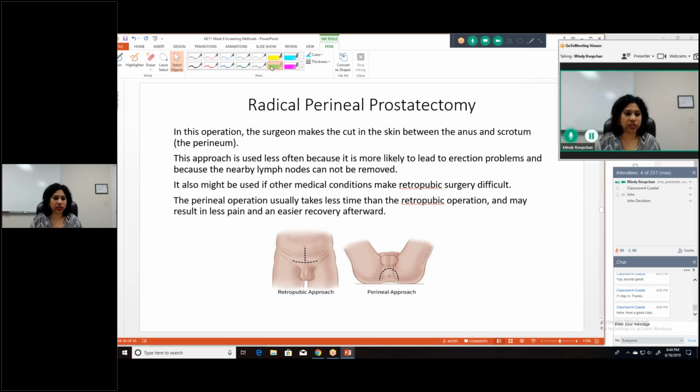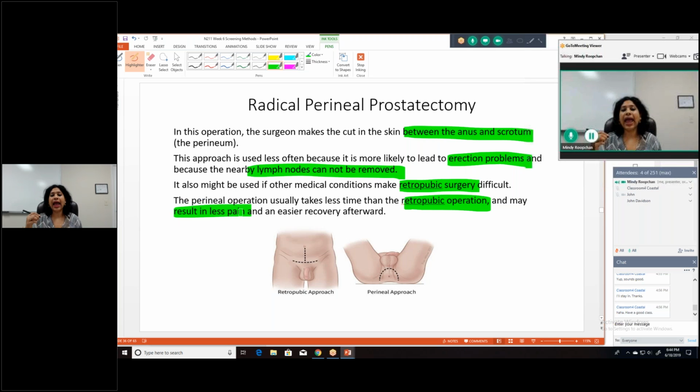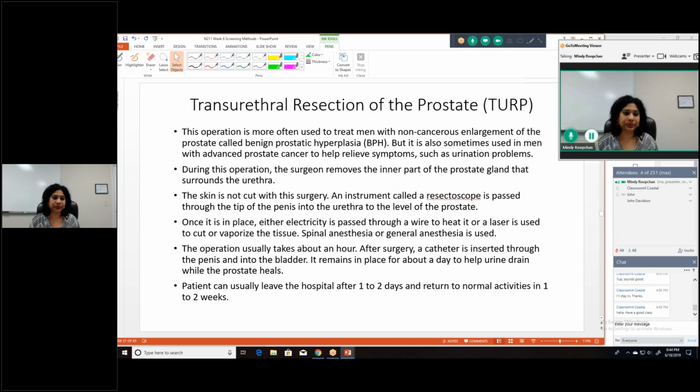So in this operation, the surgeon makes a cut in the skin between the anus and the scrotum, the perineum. This approach is used less often because it may lead to erectile problems and because nearby lymph nodes cannot be removed. It may also be used if other medical conditions make a retropubic surgery difficult, or the perineal operation takes less time than the retropubic operation, and it may result in less pain and also an easier recovery afterwards. And they're showing you here where they're going to cut.